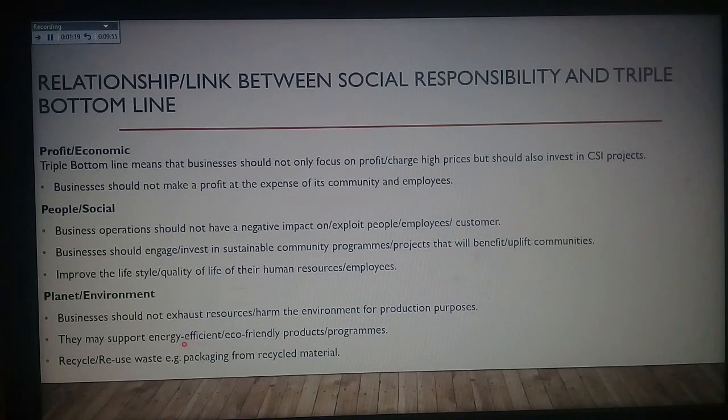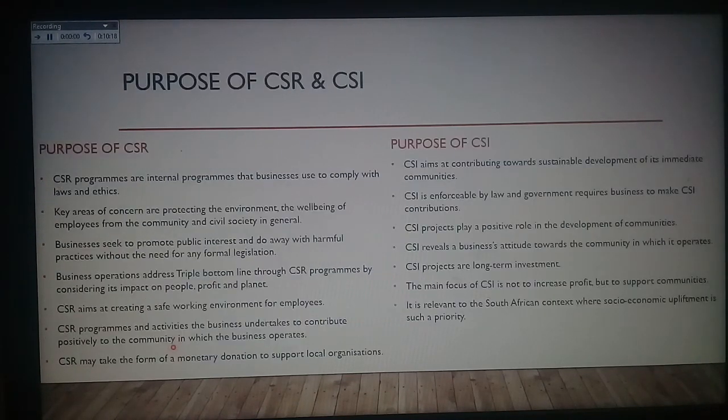They are introducing a man with a bin in most of the packets. They are telling you when you are done, you should take care or dispose this packet in a bin. That is the way of taking care of the environment and the planet. Some of them engage in recycling activities. These are also a way of engaging in planet or environmental activities.